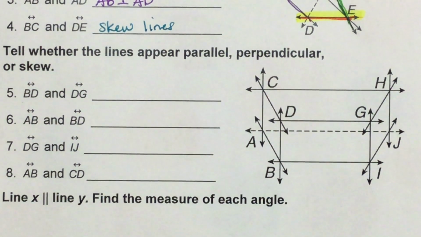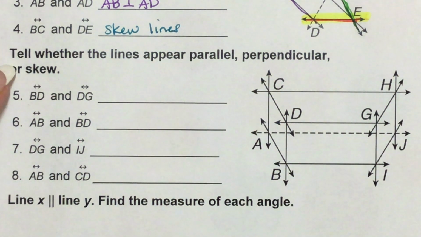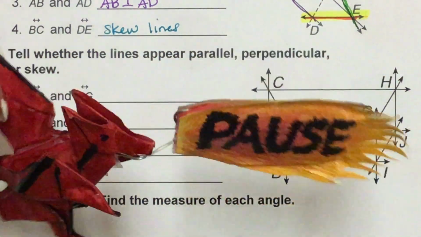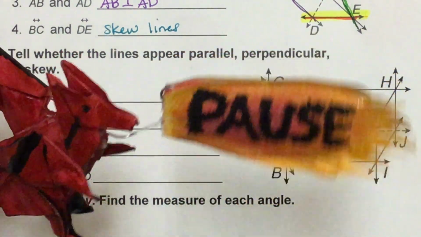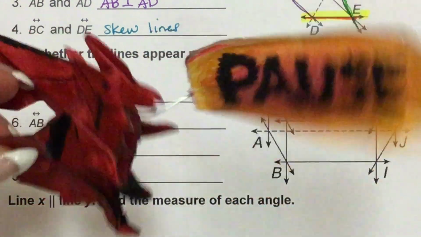We're going to go ahead and move on to a different figure, this one right here. Tell whether the lines appear parallel, perpendicular, or skew. I want you to work out 5, 6, 7, and 8. So now it is time to pause your device, work out 5, 6, 7, and 8, and when you get done, press play, and we'll go over the answers. All right, good luck. You can do it. I believe in you.